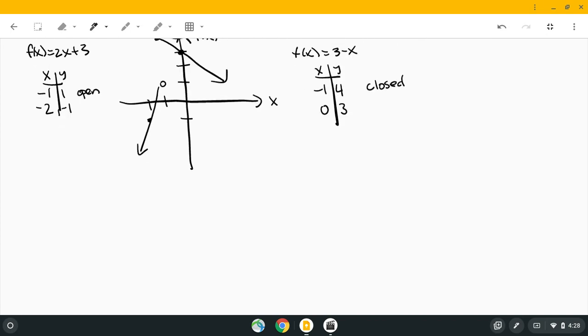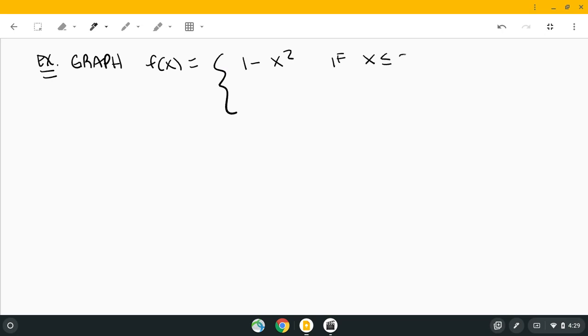All right, let's take a look at this next one. Let's go ahead and graph this piecewise function. Let's do 1 minus x squared. So this is a parabola reflected over the x-axis and then shifted down 1. And we will have that if x is less than or equal to 2. And then we will have this simple line if x is greater than 2.